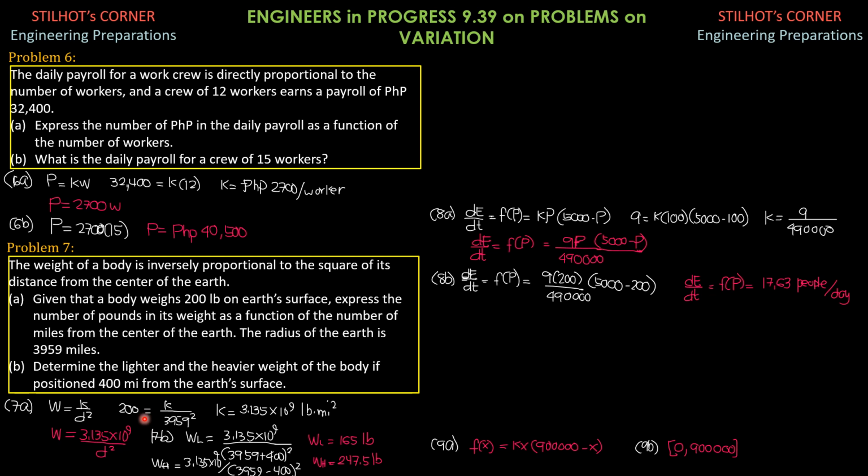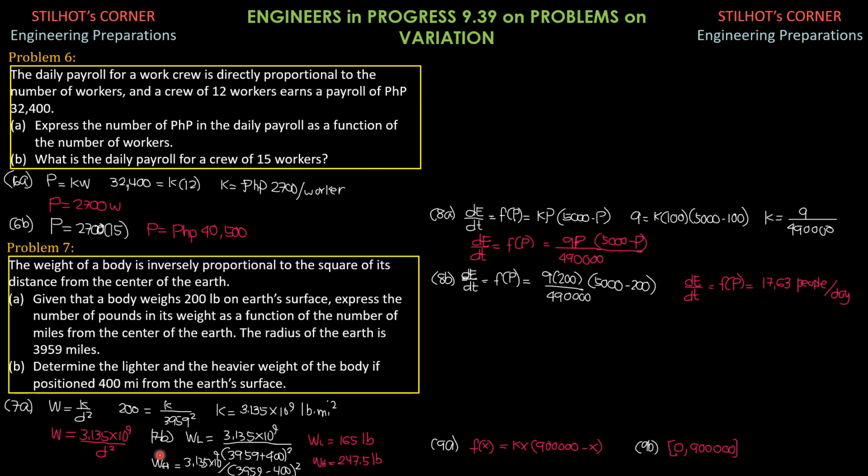So 200, this is the condition. The body weighs 200 on Earth's surface, so the distance is the radius. So 200 equals K over 3959 square. So K is 3.135 times 10 to the 9 pound miles square, because this is pounds and distance is miles, so pound mile square. The formula therefore is weight equals 3.135 times 10 to the 9 over distance square.